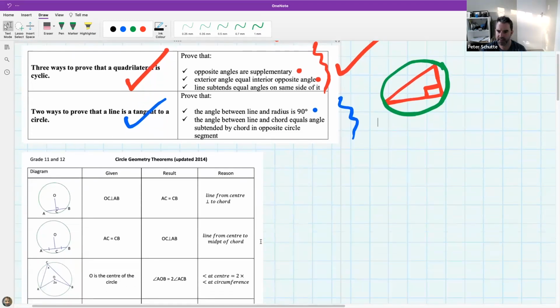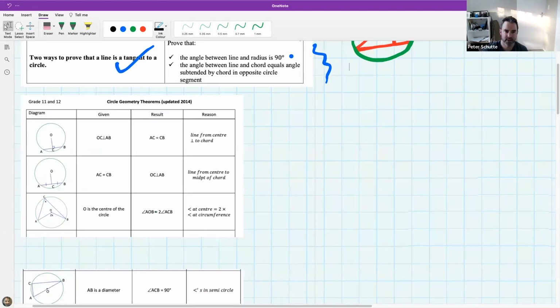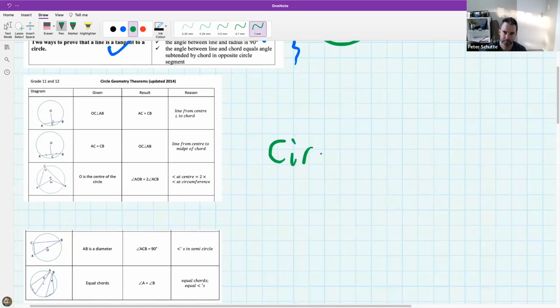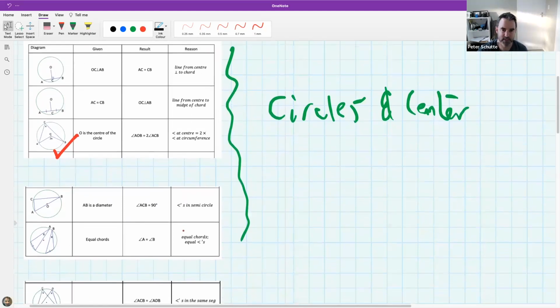And then what we have here is our buckets. When I think of my theorems, I need to keep in mind that I have circles and the center. So that's all these theorems, and probably the most popular one is that the angle at the center is twice the angle at the circumference. You can also see the angles in a semicircle. So that's the one bucket I need to keep in mind.